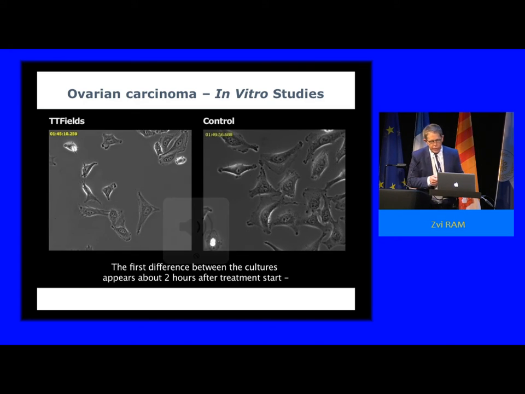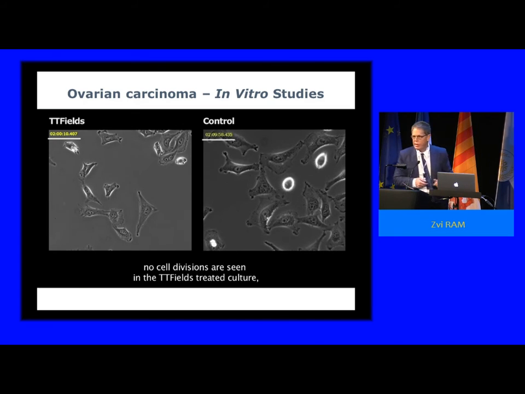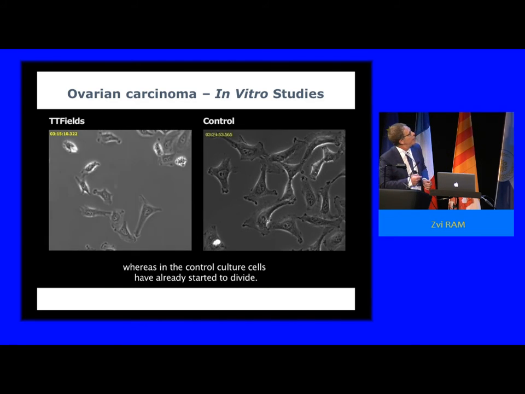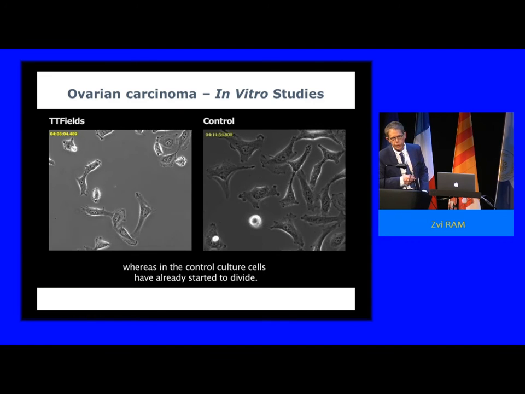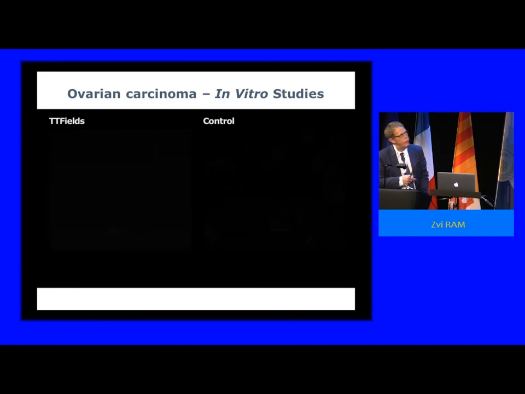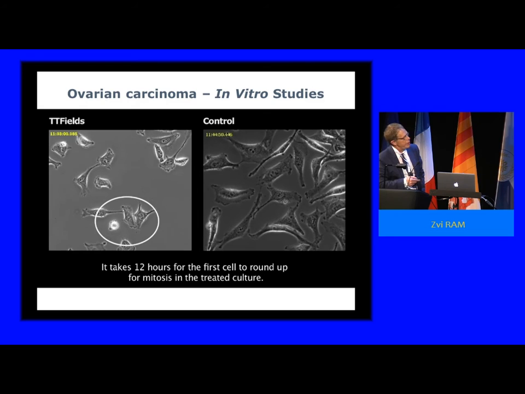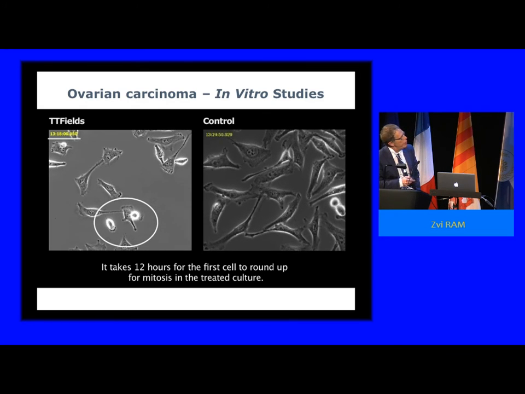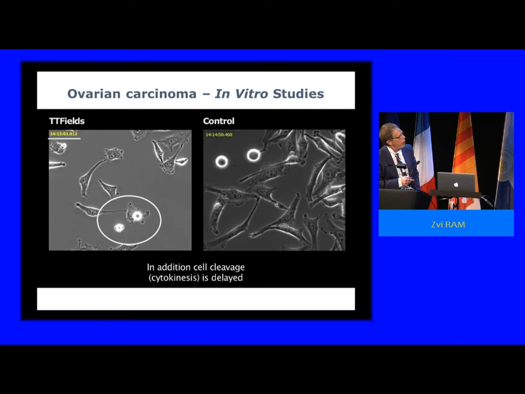All right, well, what it shows, this is looking at ovarian carcinoma cells. And we've done studies in vitro on many tumor types. Well, this is the culture that's exposed to TT fields. On the right side, you see the control slide where those ovarian carcinoma cells grow uninterrupted.